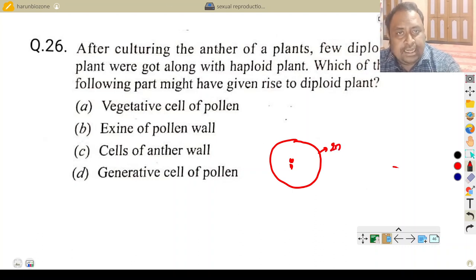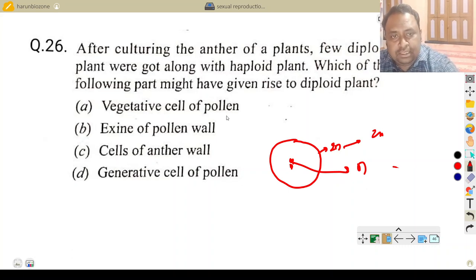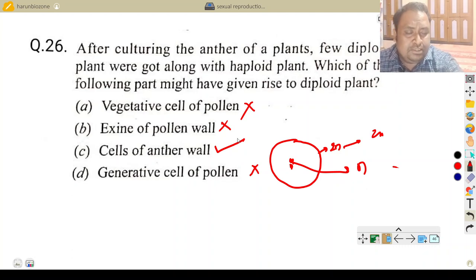So from this nucleus a haploid plant is produced, but from here a 2n diploid plant is produced. It is not the vegetative cell, because the pollen does not divide here. The pollen nucleus does not divide into vegetative cell or generative cell; only one nucleus is present. So from this nucleus a haploid plant is produced. The pollen wall is made by exine and intine, so exine alone is also a wrong answer. Generative cell of pollen is wrong too, as the pollen does not divide. So the cells of the anther wall is the right answer, because anther wall cells are diploid and any of these cells can produce a diploid plant.